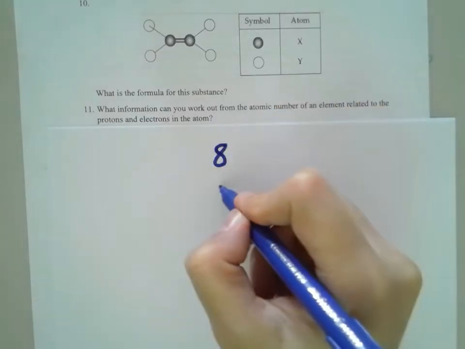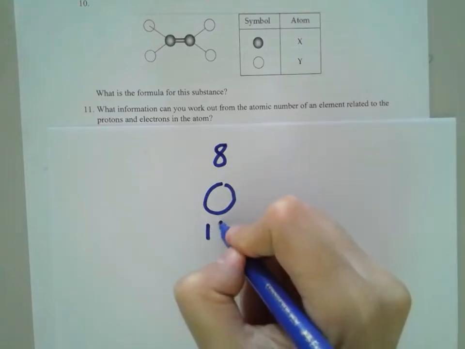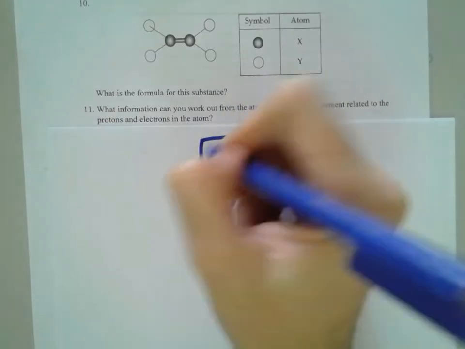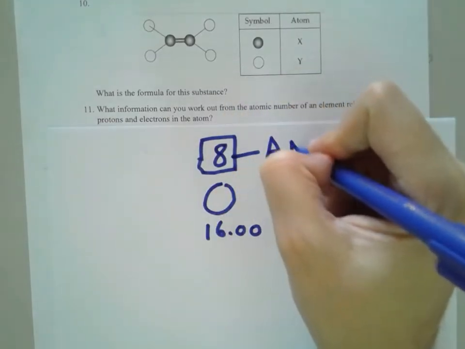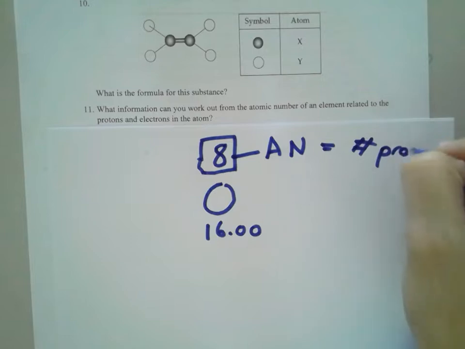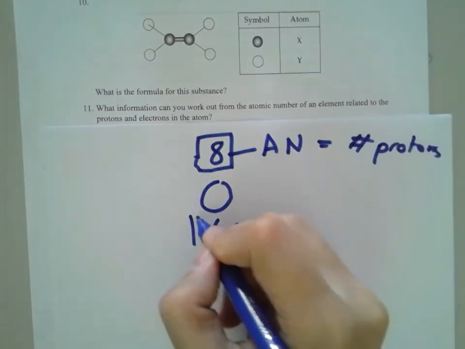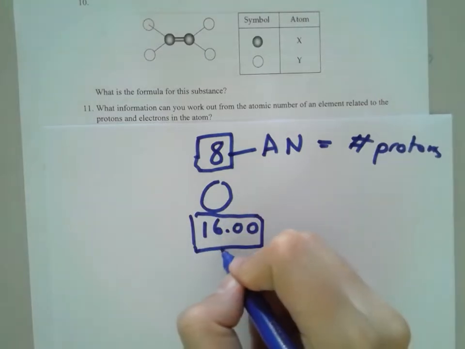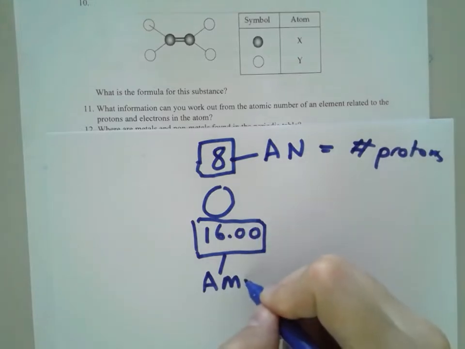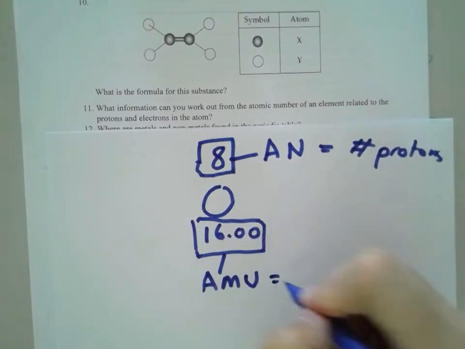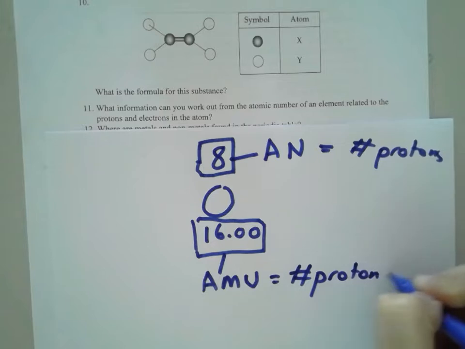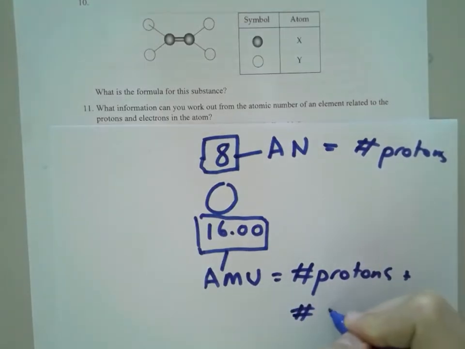Atomic number of 8, the atomic symbol is O, and the atomic mass is 16.00. So the atomic number here, which we'll call the AN, tells us the number of protons. This at the bottom tells us the atomic mass, meaning how heavy the element is. And the atomic mass is calculated by the number of protons plus the number of neutrons.